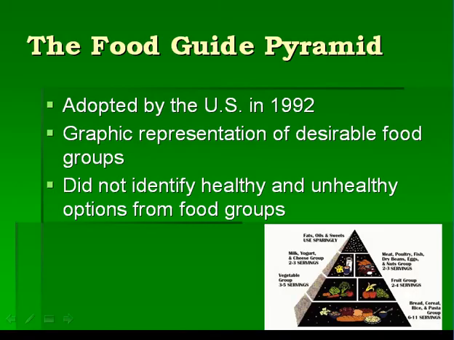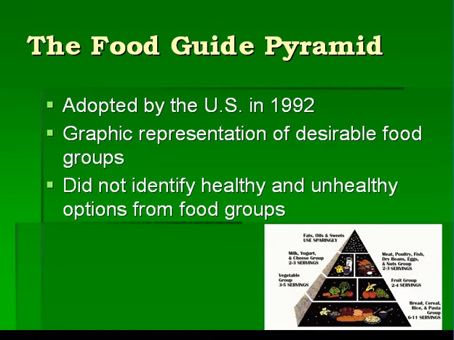Okay, I'm going to show you some of the different healthy eating tools that have been provided by the USDA in the last 20 or so years. We're going to start with what most people know as the old food guide pyramid, which was actually adopted in the U.S. in 1992, but was not originally designed by the United States Department of Agriculture. This graphic representation of desirable food groups is shown here in the right-hand corner of the screen.